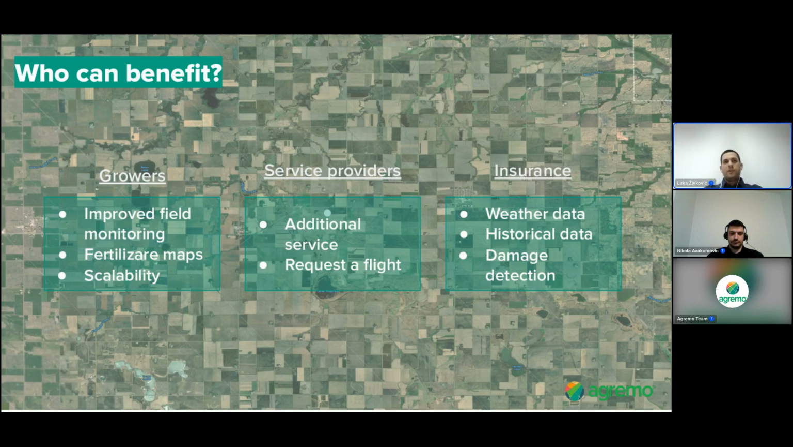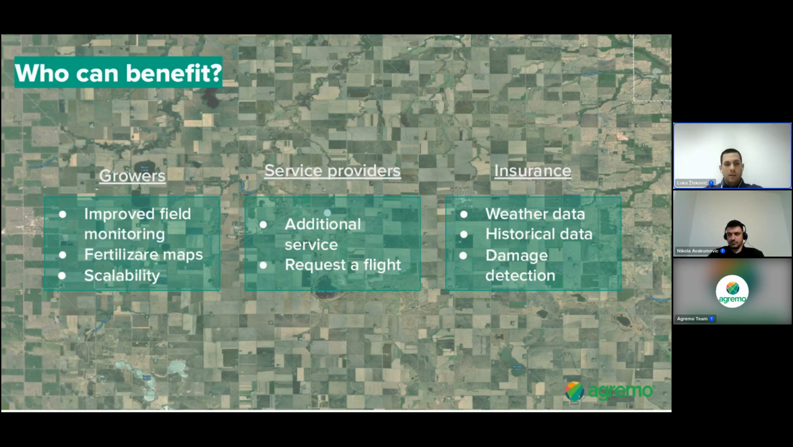They can compare the results that they can get, but also they will be notified if they have problems in the field. Also, what we added is a request a flight option. So the users can now call you and ask you directly from the app to request a flight and to go out and map a field with the drones.